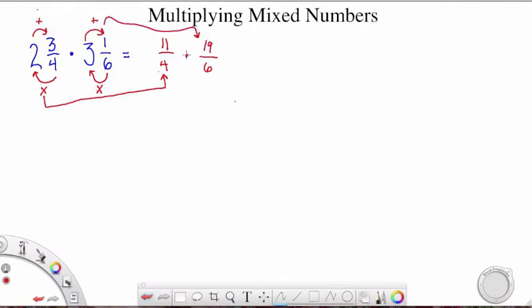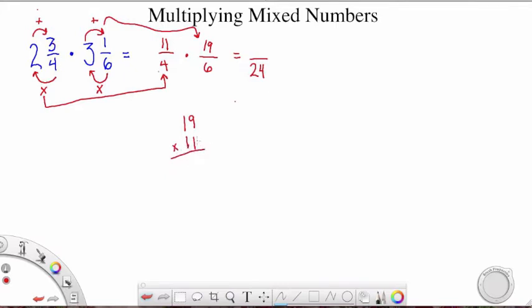We need to multiply these two numbers together, and with fractions, you just multiply numerator times numerator, denominator times denominator. Denominator times denominator, 4 times 6 is 24. That's not much of a challenge, to tell you the truth. Let's multiply 19 times 11 down here.